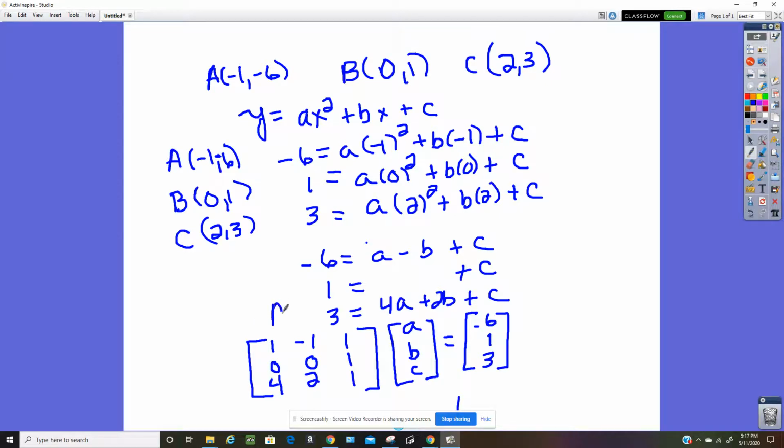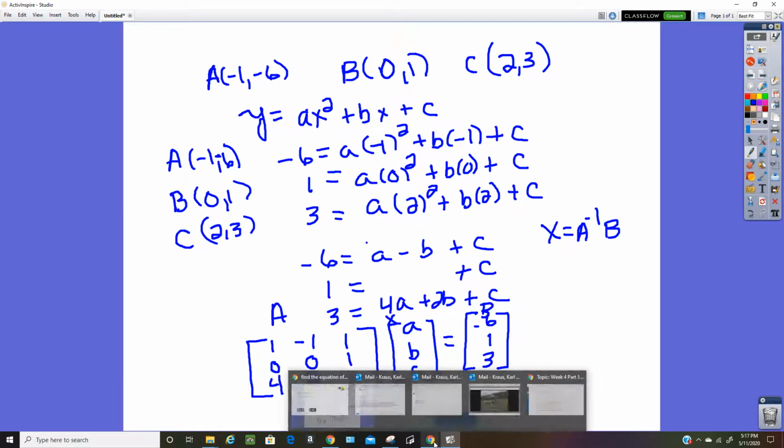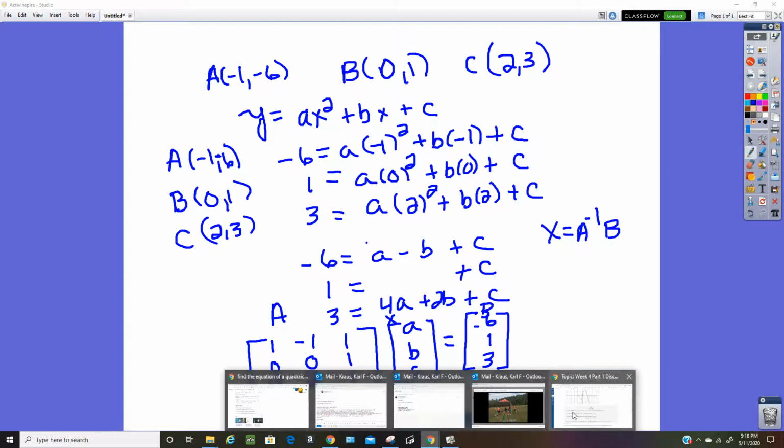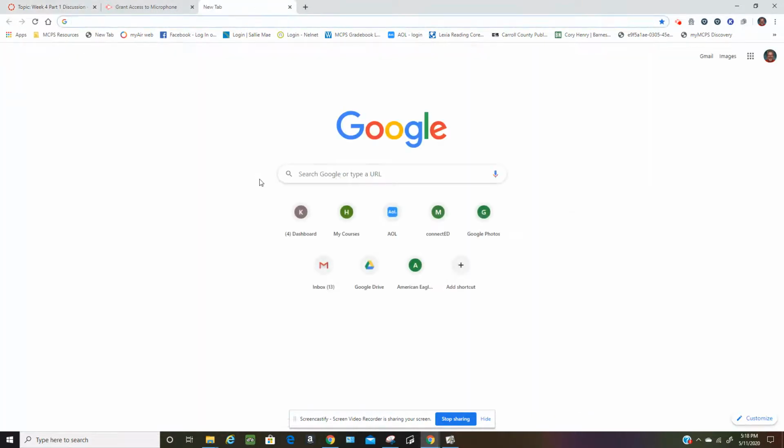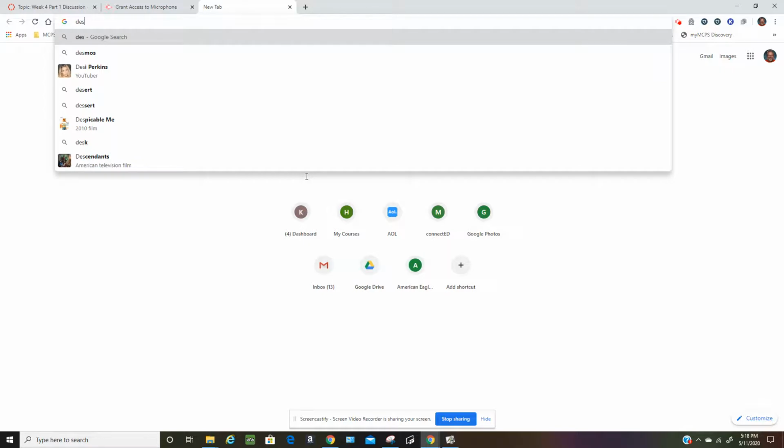So if I call this matrix A and this matrix X and this matrix B, then matrix X is equal to A inverse times B. So I'm going to use my calculator now and do the inverse of this matrix times this one, and I'll get what A, B, and C are. So going to my matrix calculator, I'll just type in Desmos matrix calculator right here, and I'll come up with a Desmos matrix calculator.